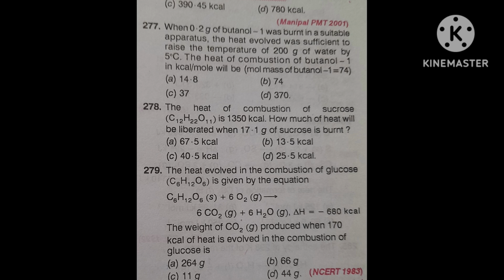For example, C12H22O11: 12 into 12, plus 1 into 22, plus O11 means 16 into 11. After adding, it will become 342.